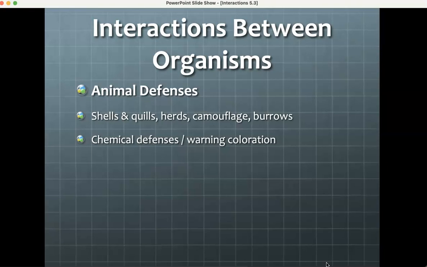Some organisms have chemical defenses. What's a great example of an organism with a chemical defense? Yeah, skunk. Poor skunks. They still haven't learned that smell will not stop a car. It's sad, but it's what they do. And there's other ones. And there's warning colorations. The pufferfish expanding is a great example. There's a whole bunch of different things.